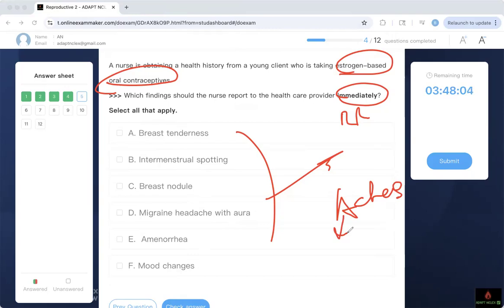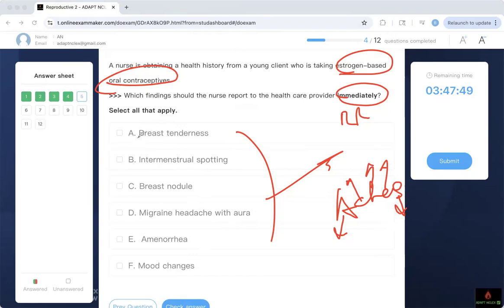What do you think? Abdominal pain. They cause chest pain. They cause headache. They cause eye problems and leg pain. DVT. So when you see those things in ACHES, that's estrogen-based contraception.